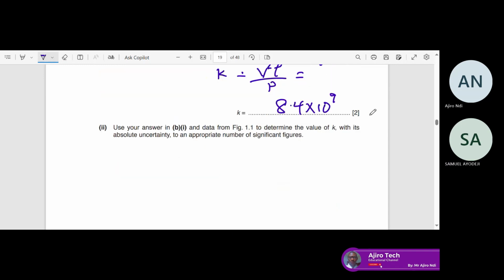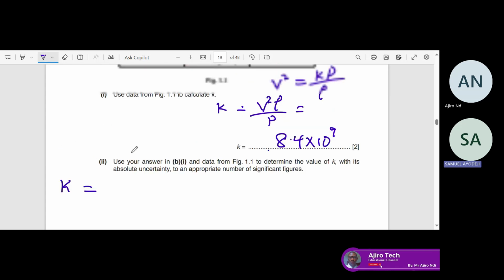Now use this answer and the data to determine the value of K with absolute uncertainty in K. That's what you're looking for. Let me do it first, and you will do it too. Calculate the uncertainty in K. Do it before I check it.